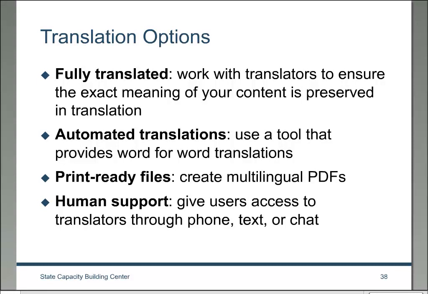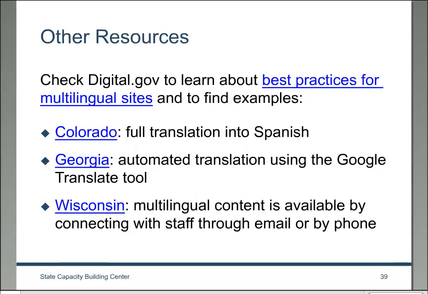And finally, another option is to have some human support. So if you don't have the ability to do any sort of translation of the content, either through a tool, through an actual translator writing your content for you, or through print-ready files, you can, of course, also give the users a phone number or a text number or some kind of chat option where they can get human support from somebody who does speak the language that they need to interact in. And then, of course, the onus is on the user. They have to leave the site at that point. So it does introduce a little bit of a challenge there, but at least you are providing them with another means of access, which is great.